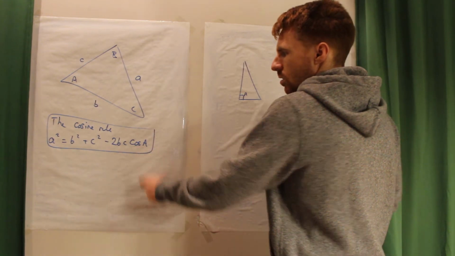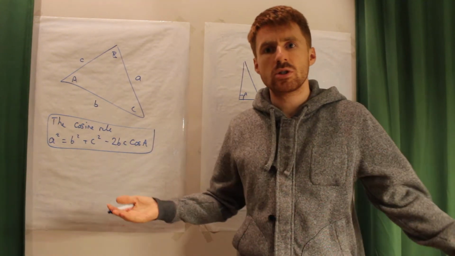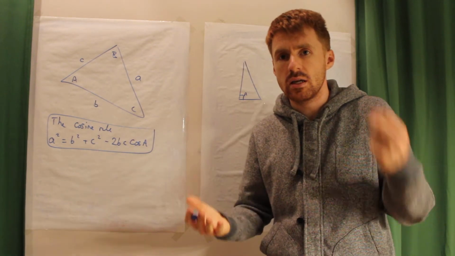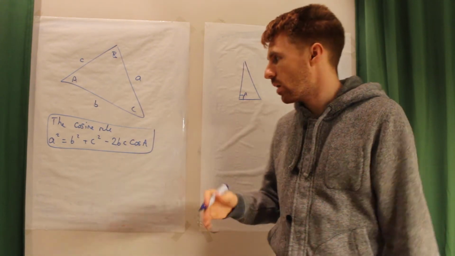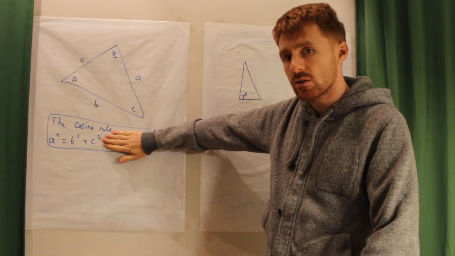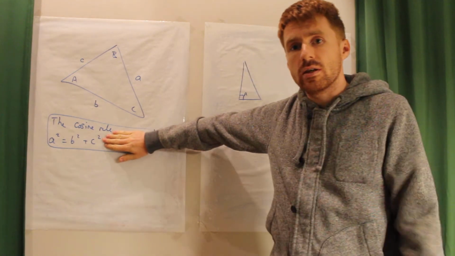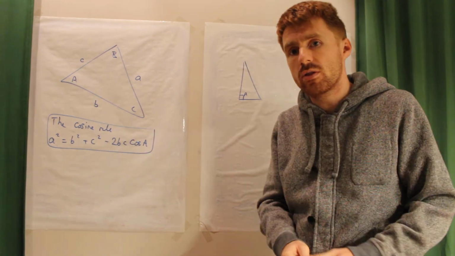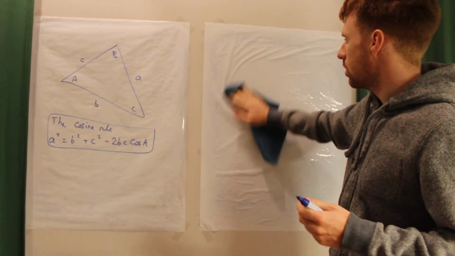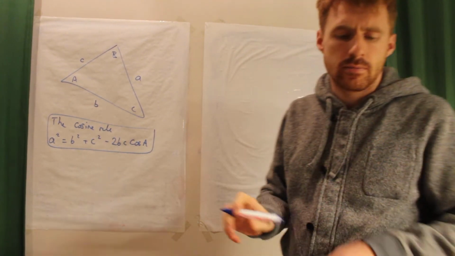But cosine of A, what's cosine of 90? Well, if you do that on your calculator, cosine of 90 is 0. Okay, and if that's 0, that's gone. Hence, for a right angle triangle, we've got this. For a non-right angle triangle, we've got this application. We've just got the extra bit of minus 2bc cos of A.